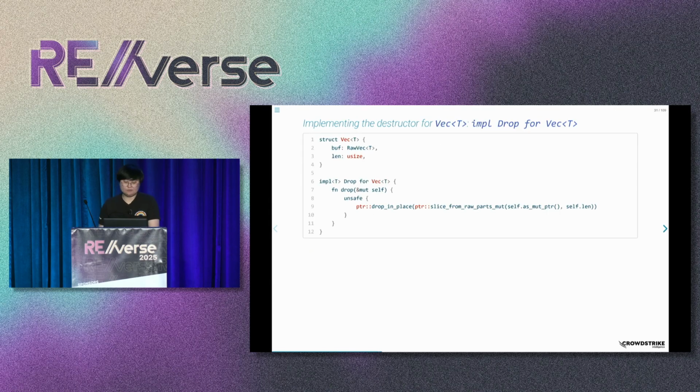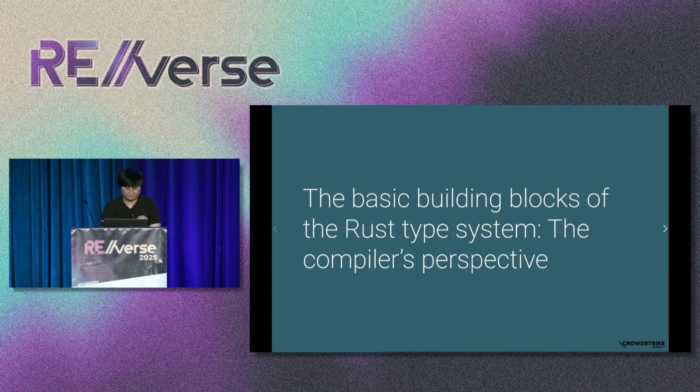And this is just an example of the implementation of that drop trait for our vec type, where all we do, in this implementation, is go and deallocate the main pointer for the data inside that vec with this other wrapper function called drop_in_place.